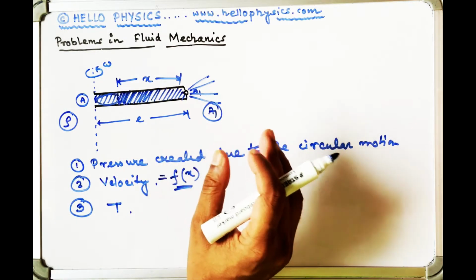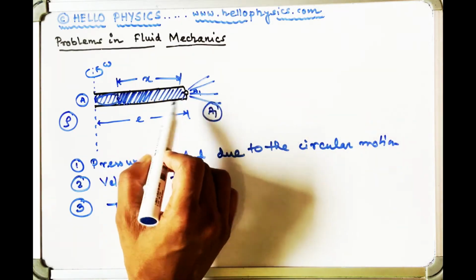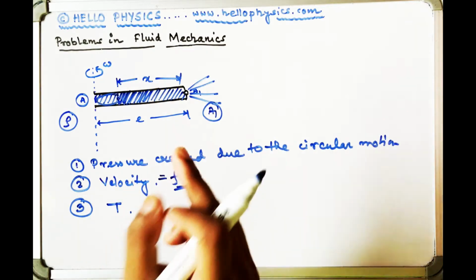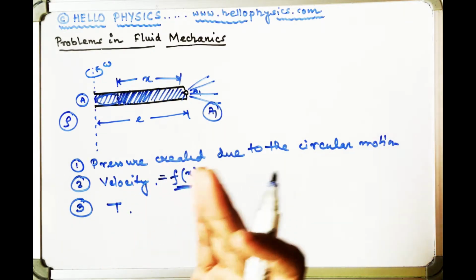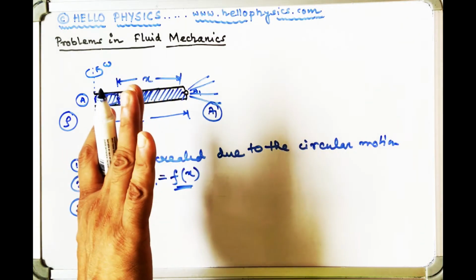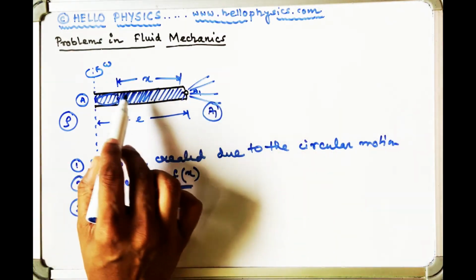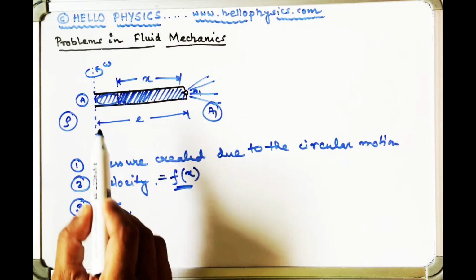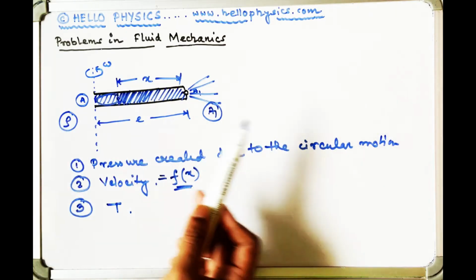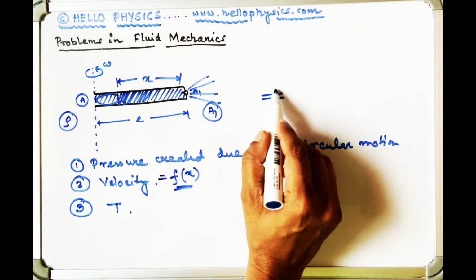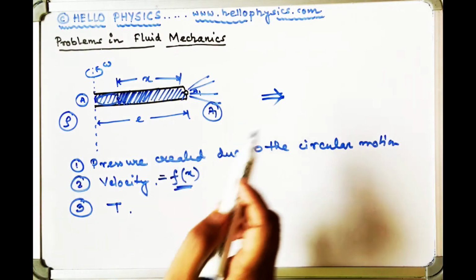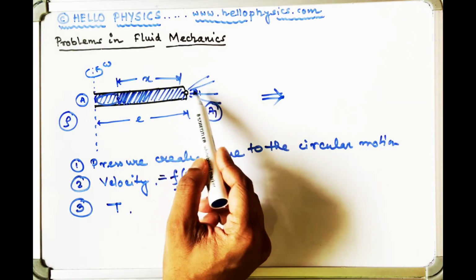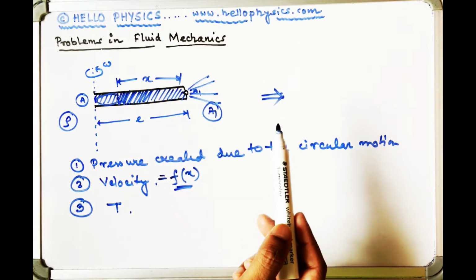First of all, you need to understand that this problem is very similar to the piston problem that we had solved earlier. Only thing is, in the previous problem, there was a piston and we were applying a force onto the piston to push this liquid out of the cylindrical region. Here, we don't have a piston, but because of the circular motion, a force is created on the liquid in this direction. And this force would result in a pressure, and that pressure would result in the liquid coming out of this pipe.